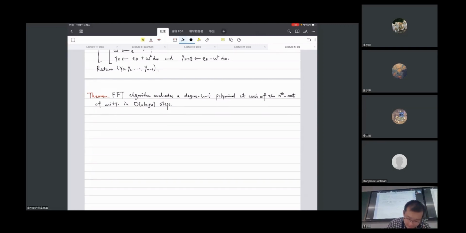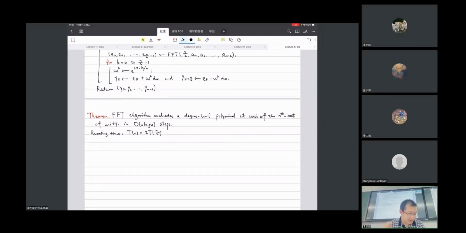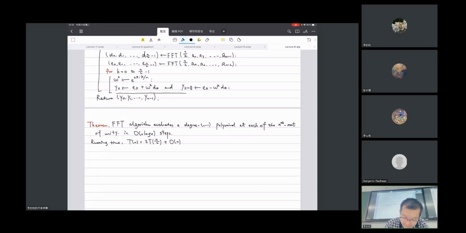I guess this is relatively straightforward. It's just because the running time is T(n) equals 2 times T(n over 2), because we have the even polynomials and odd polynomials, so we have a 2 here. And also the problem size becomes n over 2 here. And the further cost is O(n), since we need to recover all of this and make the subsequent calculations. And this is basically suggesting that T(n) is O(n log n), as we claim.